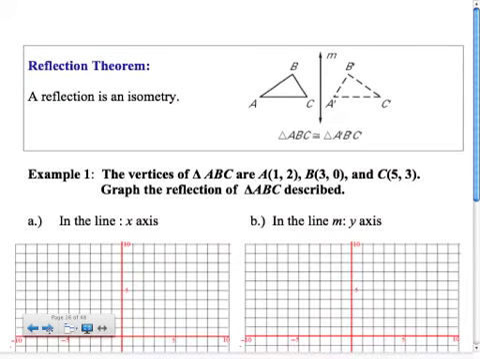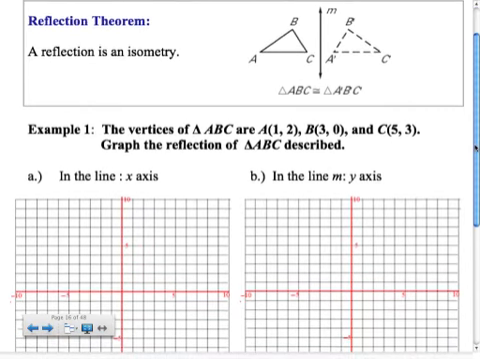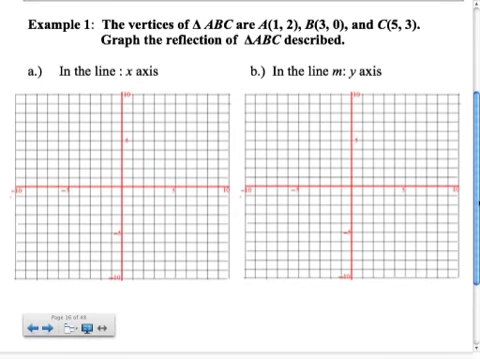So the first thing we've got to identify, well, first of all, a reflection is an isometry. In other words, when you reflect a shape, you don't change the shape. So the original figure and the new figure are both going to be congruent. All right, so the vertices of triangle ABC are (1, 2), (3, 0), (5, 3). Graph the reflection of ABC described.